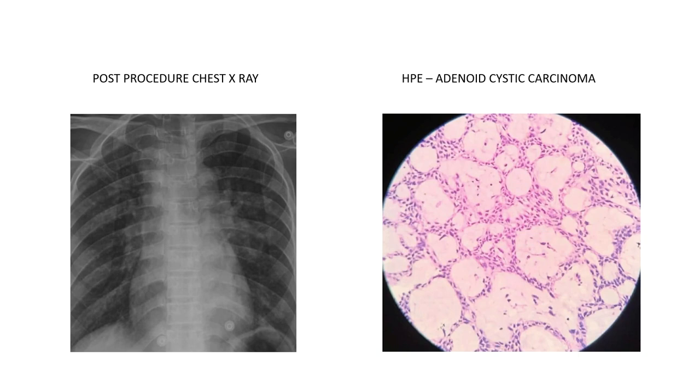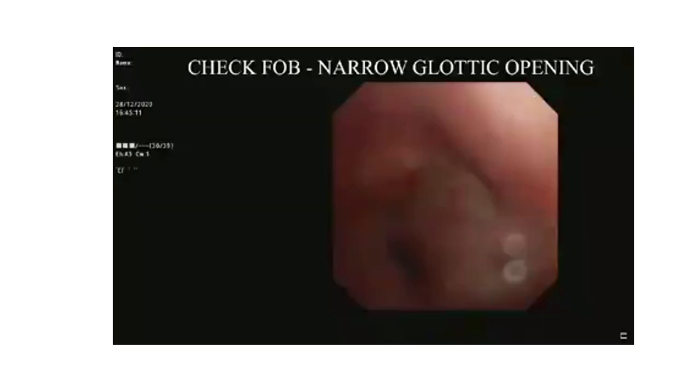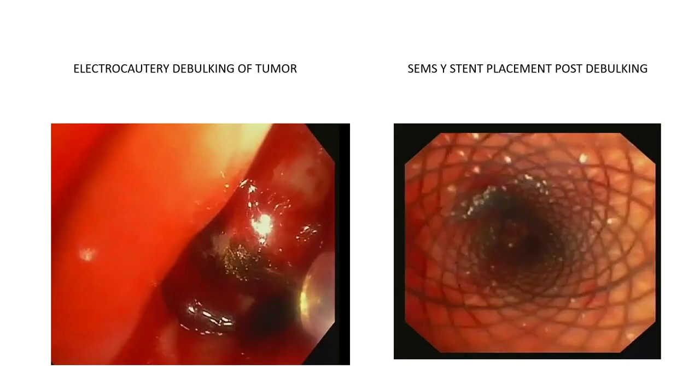It can be carcinoid, it can be adenoid cystic, it can be mucoepidermoid, or it can be just a foreign body which the patient has not recollected that he has aspirated. So I'm not going through most of this in the interest of time.